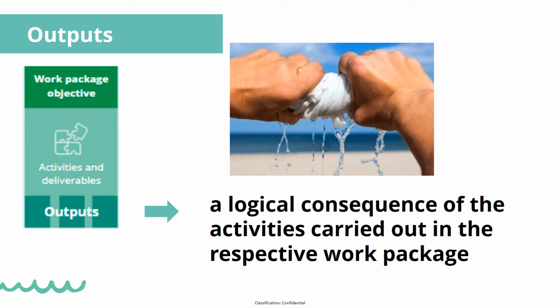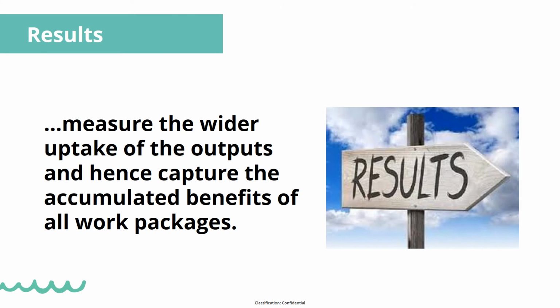Hence, only two output indicators you have to worry about. Last but not least, there are result indicators. What are results? Results measure the uptake of the outputs and hence capture the accumulated benefits of all work packages. Well, the idea behind it is very similar to the one in the 5B NOC program. Result indicators are measuring the immediate advantage created by the project by innovative benefits being applied or taken up by others. What is different then to the 5B program, you might ask?